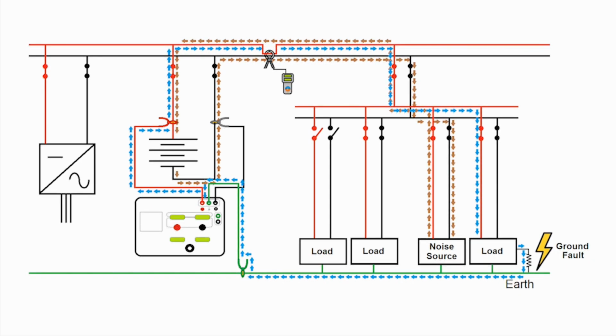By placing the CT around the line being measured and the system return line, the noise on the system is canceled out. This allows the receiver to only measure the tracing current going through the earth return.